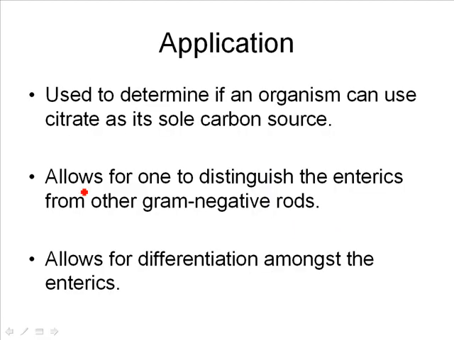Now, why use this Simmons citrate agar? What's the application? Well, first, it allows us to determine if an organism can use citrate as its sole carbon source. And that's a unique ability amongst some of the enterics. So the first application is it allows us to distinguish amongst the enterics from other gram-negative rods. We can also differentiate amongst the enterics themselves. Some of the enterics can use citrate as its sole carbon source, others cannot.